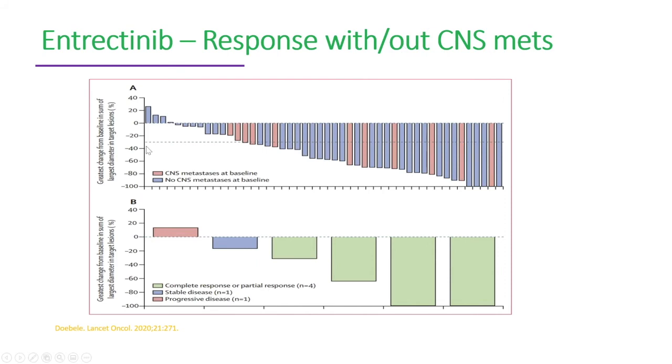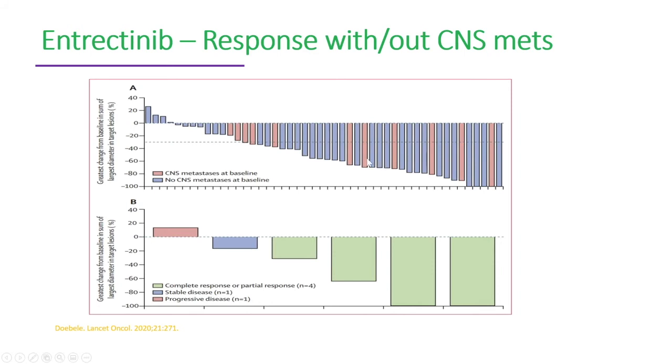Now they looked at the patients with CNS metastasis. Again, as I mentioned, it was from the mechanism of action of Entrectinib. It was proposed that it crosses the blood-brain barrier. So the efficacy, the pink one is with CNS metastasis at baseline, and the blue one, no CNS metastasis at baseline, and all these patient groups responded to treatment.